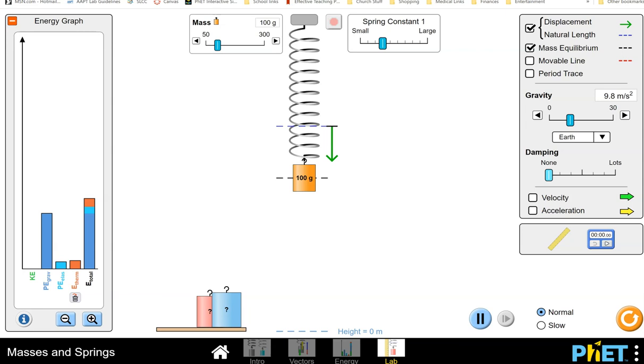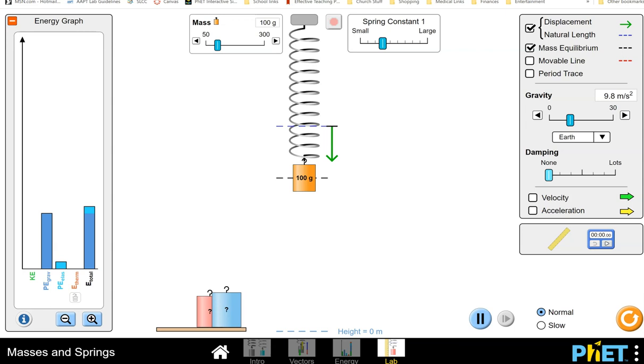Now, as far as where we're going to start with oscillations, I just deleted the thermal energy on the left side. I turned the damping down to none on the right side because we're going to talk about an ideal situation first. Meaning we're going to assume there are absolutely no forces transforming our energy to other forms of energy, the thermal energy.